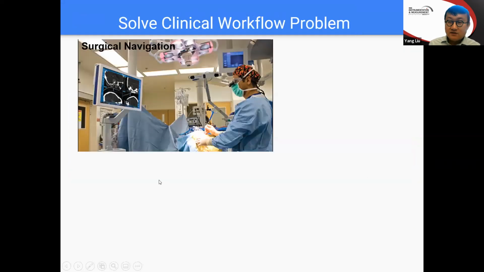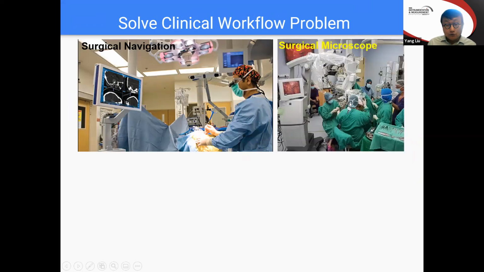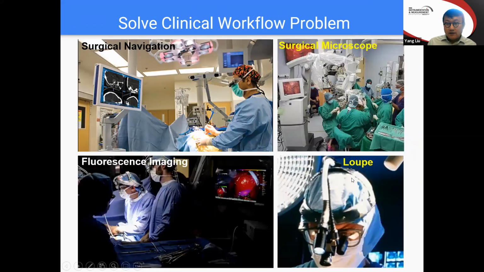With these different areas of research that we have embarked on, we hope we can solve the clinical workflow problem in a holistic manner. Instead of having surgical navigation, surgical microscope, fluorescent imaging, and traditional loupes, we could have one platform that can present the information to the surgeon in real time, in 3D, in a very intuitive manner.